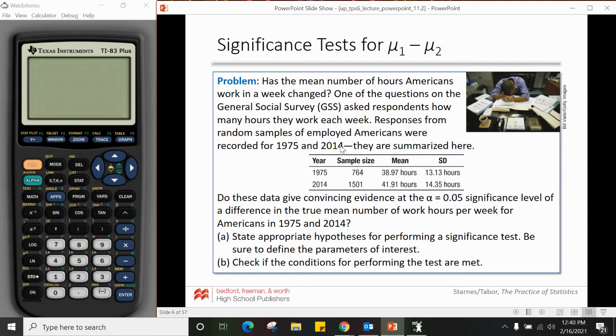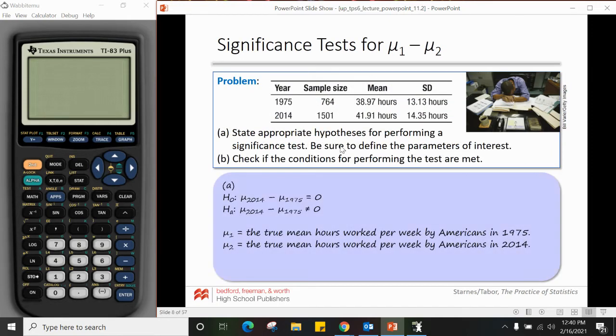So first things first, we're going to state appropriate hypotheses and define the parameters. So part one, I'm looking to see if there is a difference. So it's mu2 minus mu1, 2014 minus 1975, is equal to 0. And since I'm looking to see if there is a difference, I'm not asking is one greater than or less than the other. I just ask, is there a difference? So that's why it does not equal 0. If it said that 2014 was greater or 2014 was less, then I might have a different alternative hypothesis.